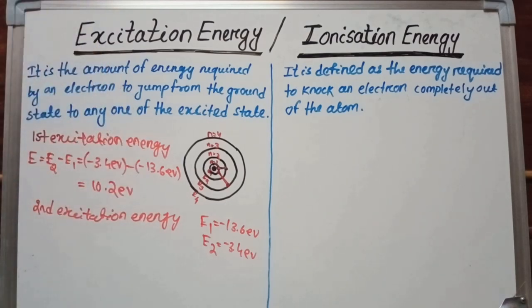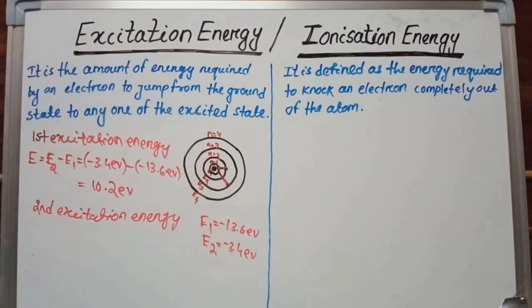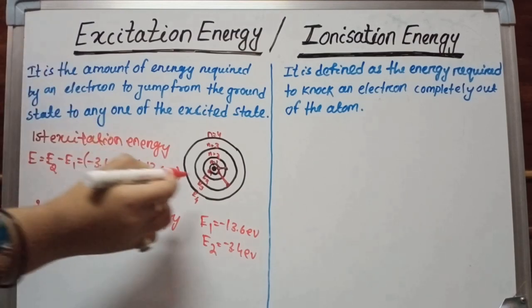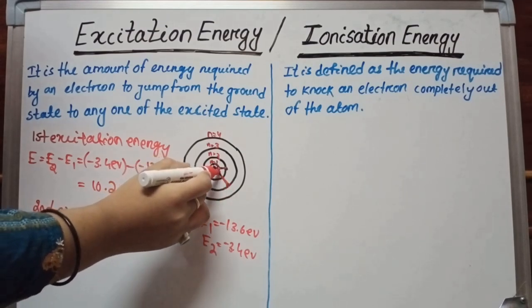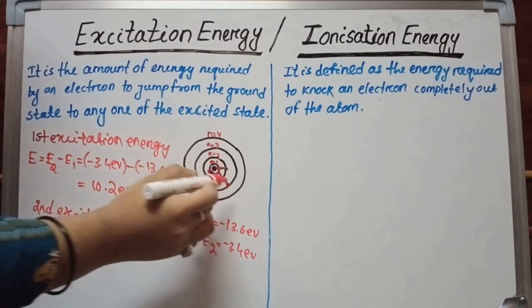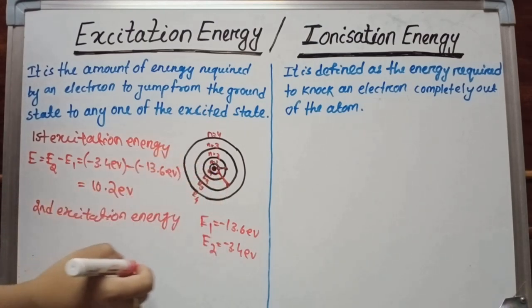It is the amount of energy required by the electron to jump from the ground state to the first excited state. Now, if the electron makes a transition from orbit 1 to 3, or ground state to the second excited state, that amount of energy is called the second excitation energy.